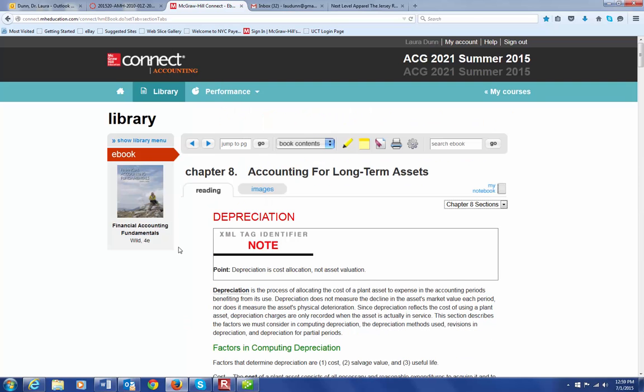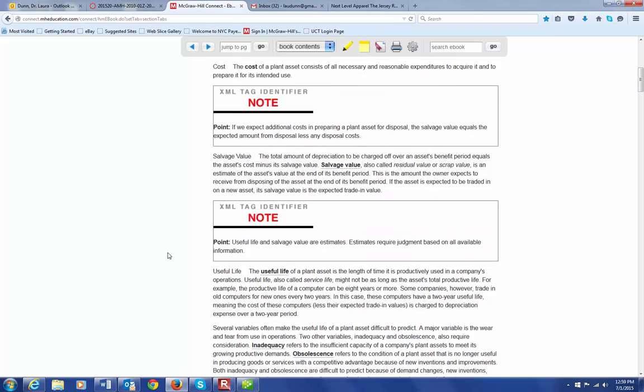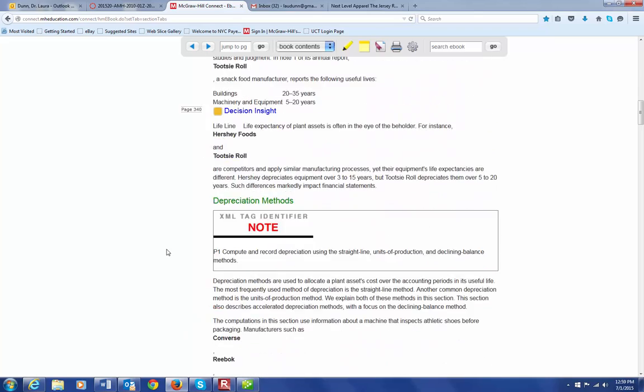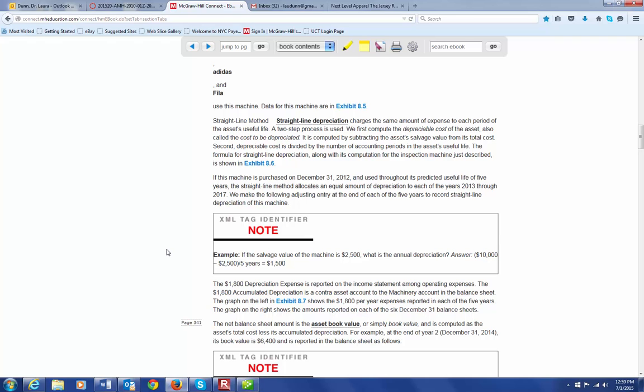And they show that to you in Exhibit 8.6. Why am I not seeing Exhibit 8.6? Not sure. But anyway, it's in your textbook. Exhibit 8.6.